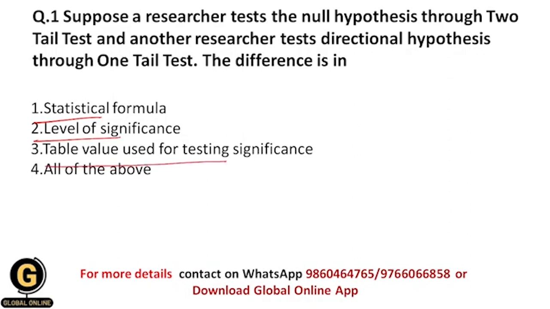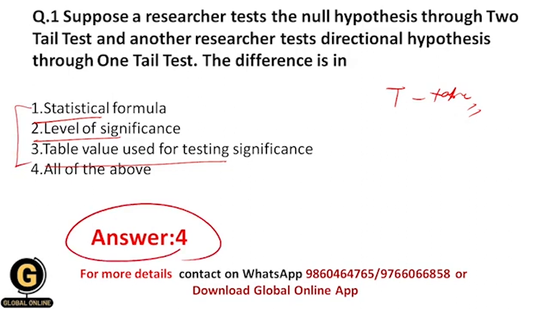We all know what the table value is. There is a table called the T distribution table, and that table covers both the two-tail test and the one-tail test, and the values are different for the two-tail test and the one-tail test in the table. We need to use those values for testing the significance level. So the difference is in all of these aspects: statistical formula, level of significance, and table value used for testing significance. That's why your correct answer should be 4.